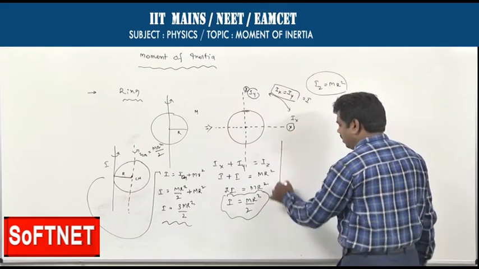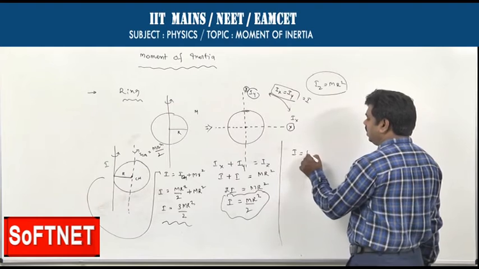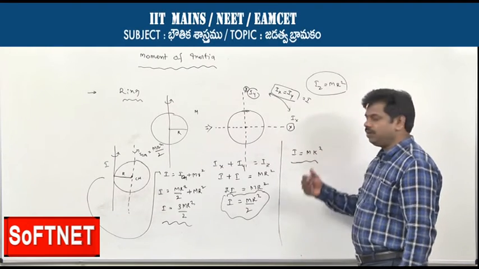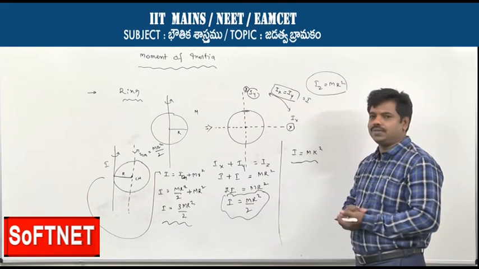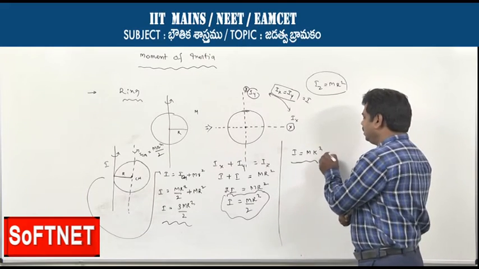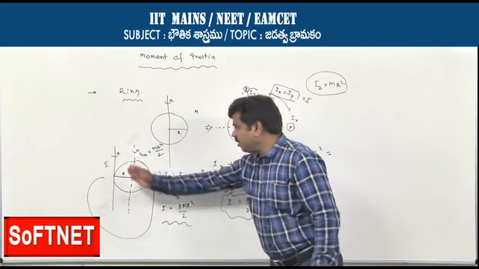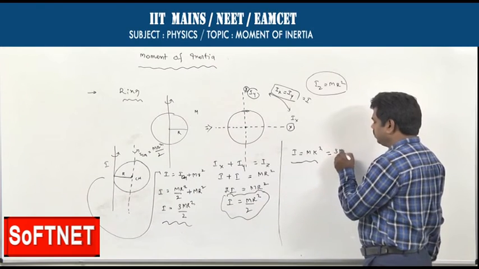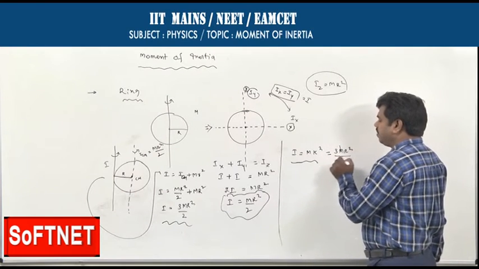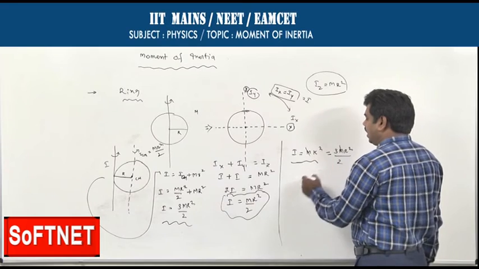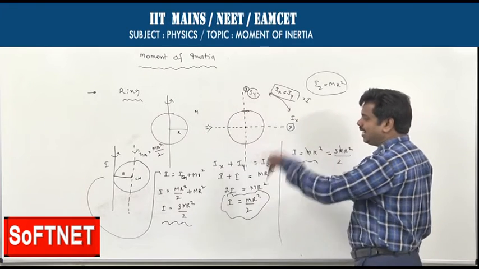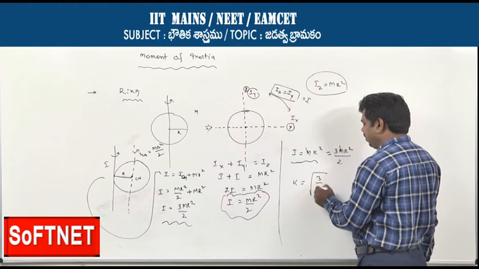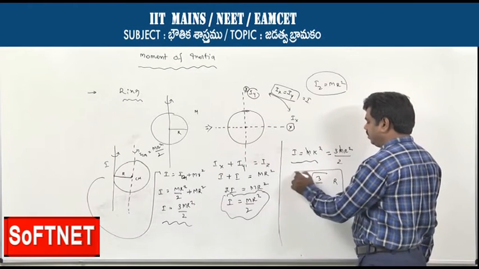Already we know that the moment of inertia of a rigid body simply can be written as I is equal to mk square, where m is the mass of the whole body and k is the radius of gyration. This is equal to, you see how much we got about this axis of rotation, 3 mr square by 2. m gets cancelled. Then the radius of gyration about that axis of rotation is equal to under root of 3 by 2 into capital R.